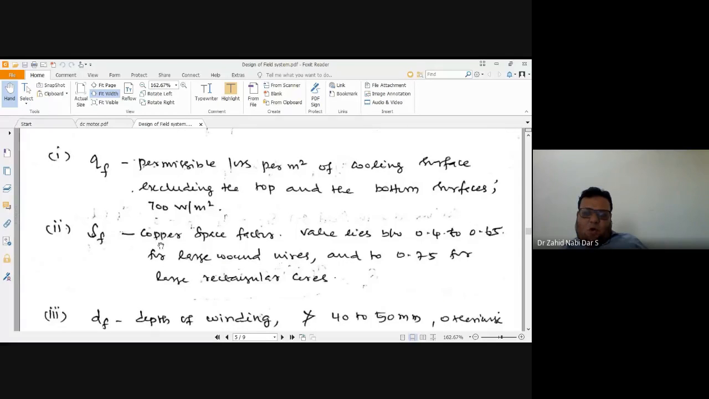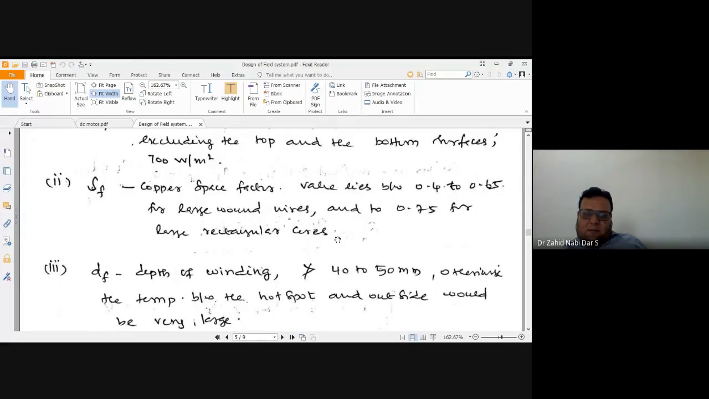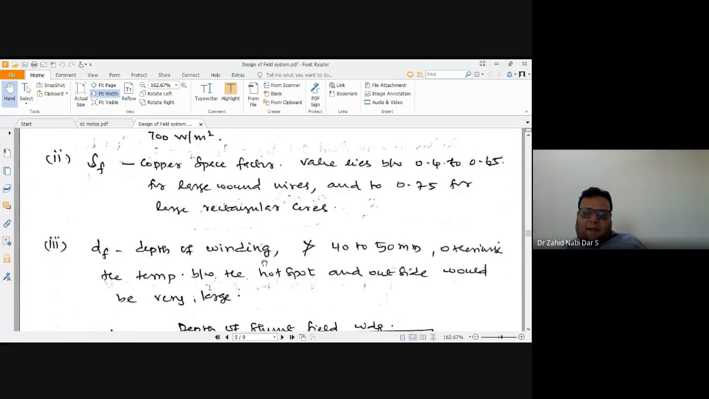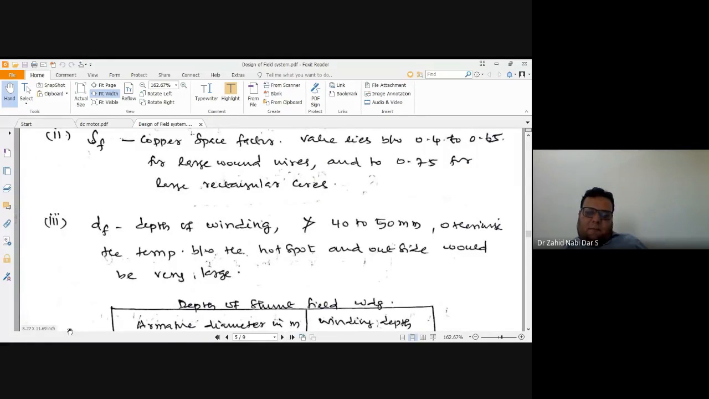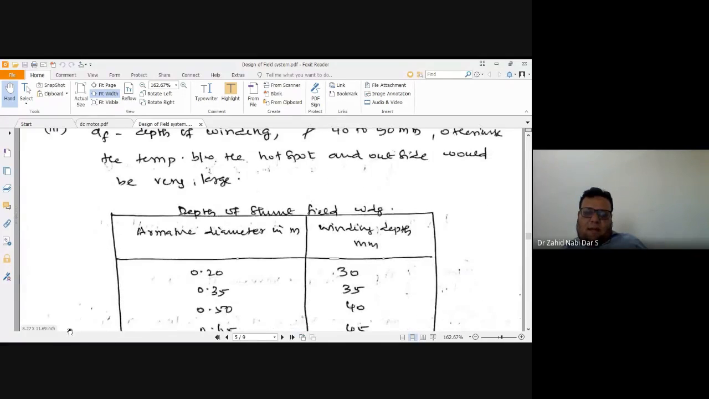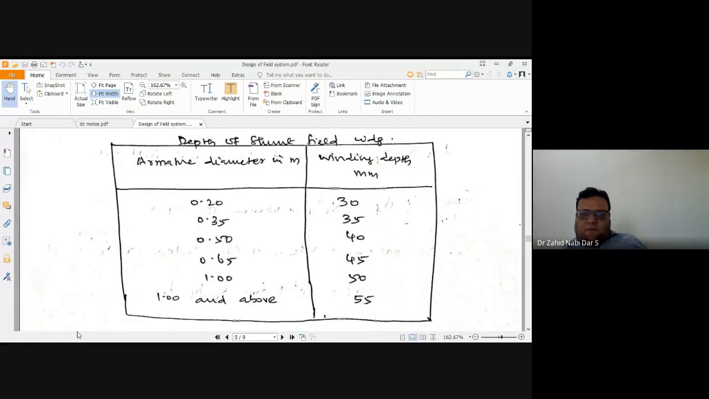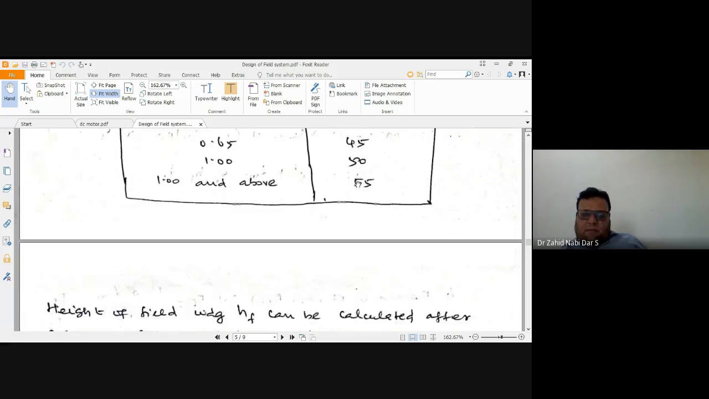Okay, SF is copper space factor. Value lies between 0.4 to 0.65 for large wound wires and up to 0.75 for large rectangular cores. DF is depth of the winding, that happens to be less than or equal to 40 to 50 millimeter. Otherwise, the temperature between the hot spot and outside would be very large. So depth of the shunt field winding depends upon the armature diameter. See, if your armature diameter is 0.20, so winding depth would be 30. And similarly, for the rest, this is the tabulation.